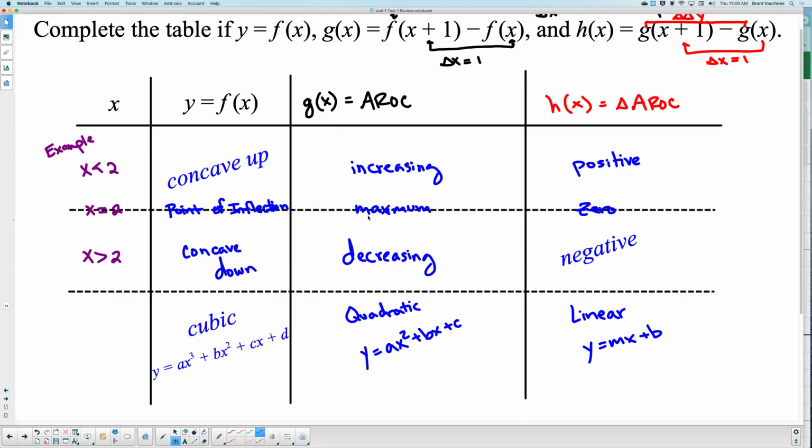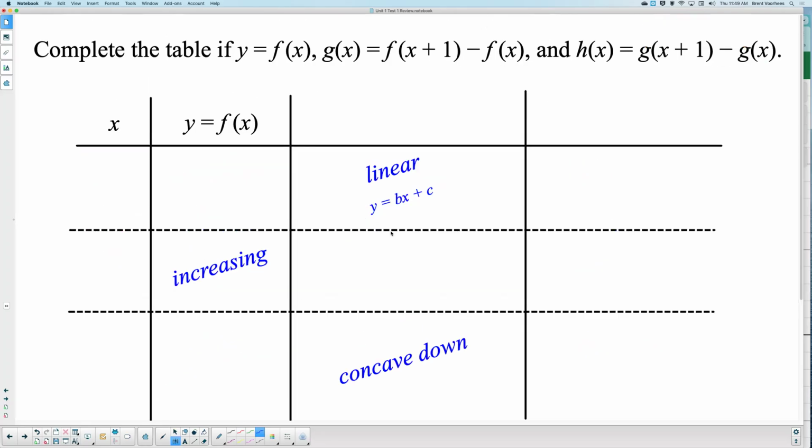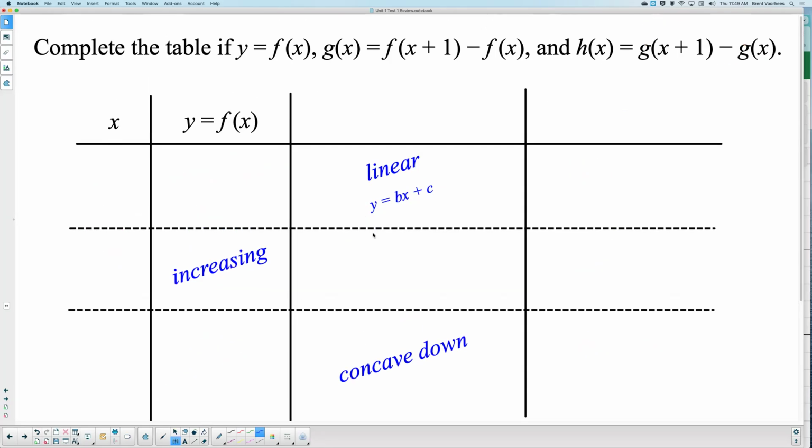Okay, so I have this table. I have another table. Before we start plugging in numbers, I have one more time. We're going to walk through this a second time. Let's see it again. New situation. Look up at the top. When you see g of x equals f of x plus 1 minus f of x, what is that telling you right there?